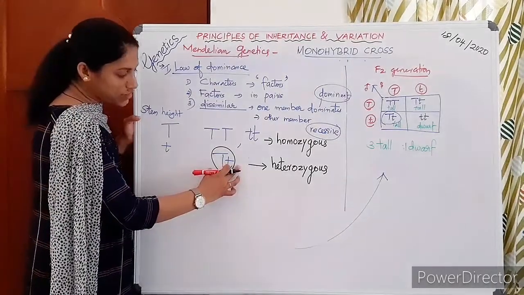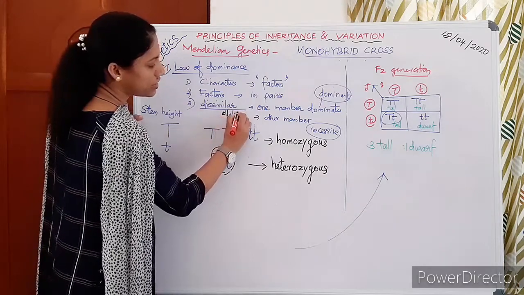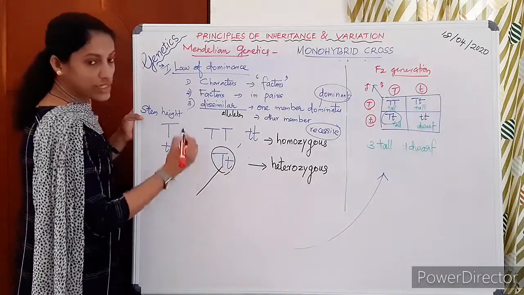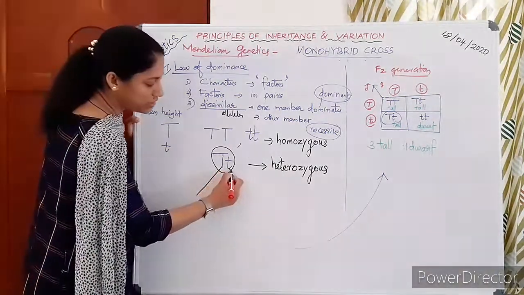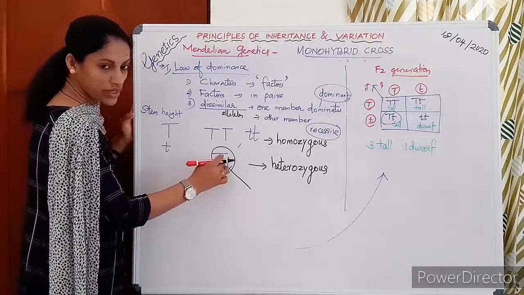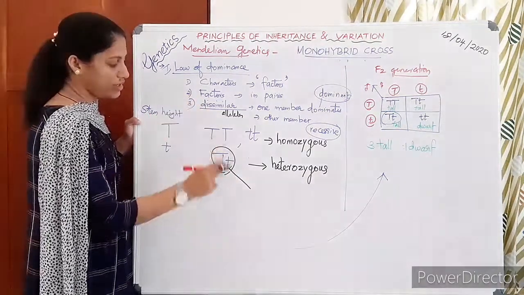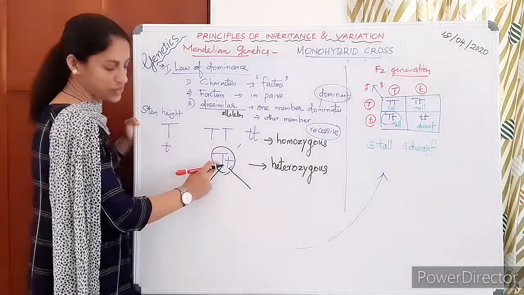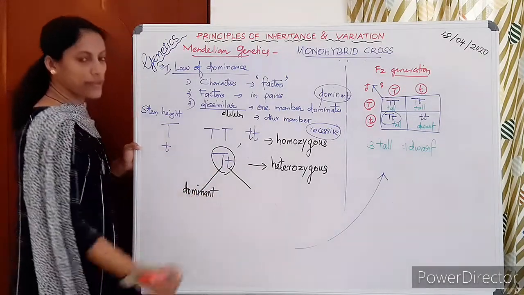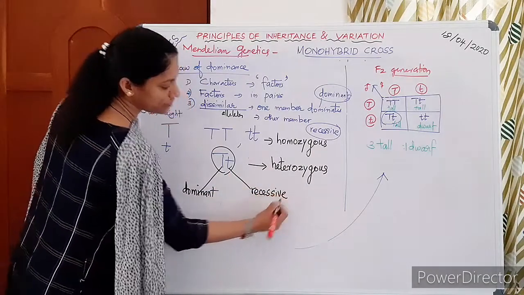And in this dissimilar combination, that means in a pair of dissimilar alleles or dissimilar factors, one is getting expressed and the other is getting suppressed. When two dissimilar alleles come together, only one member is expressed. That member is known as dominant, whereas the suppressed one is called recessive.